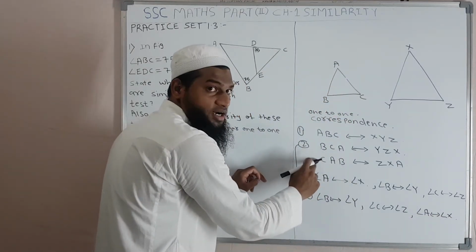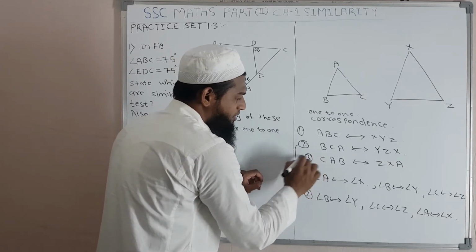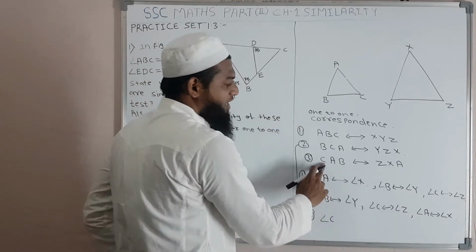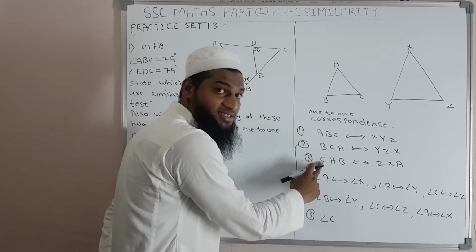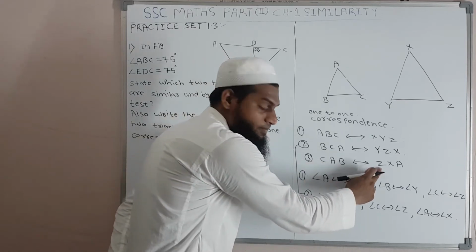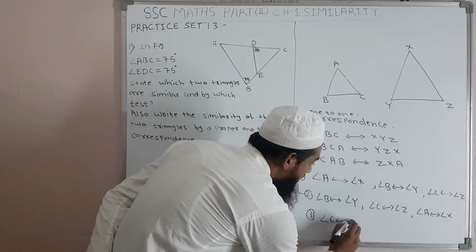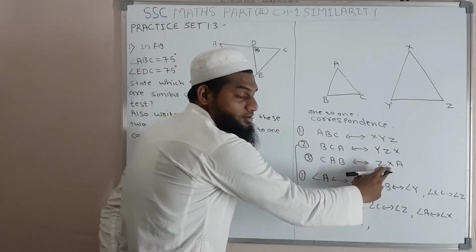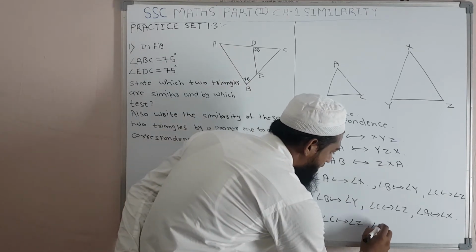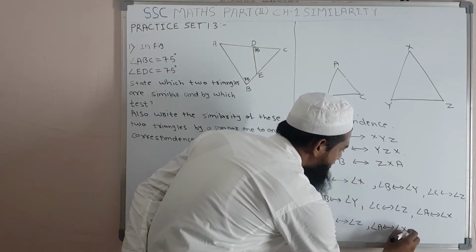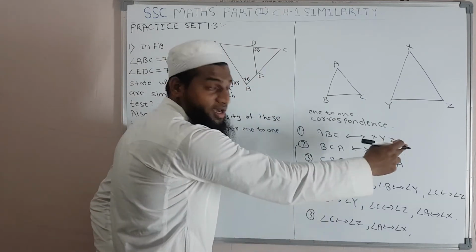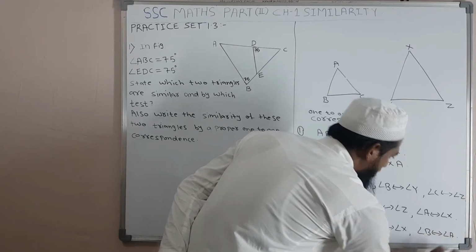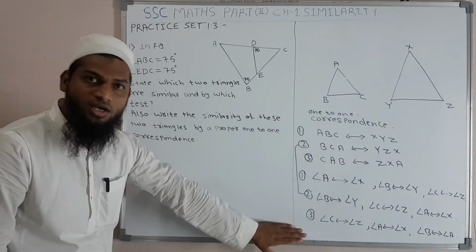And for the third, the name starts from C, so the first angle is C, and here the first angle is Z, so angle C corresponds to angle Z, comma, A corresponds to the middle angle, X, so angle A corresponds to angle X, comma, angle B corresponds to angle Y. This is all about the correspondence.